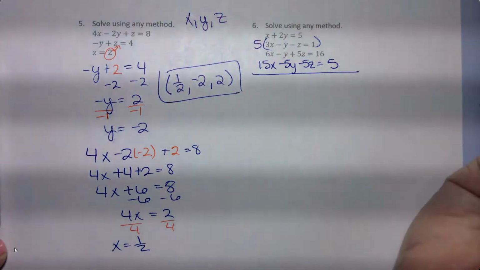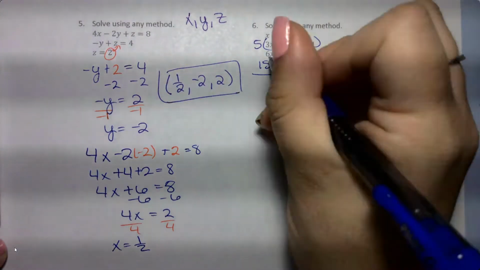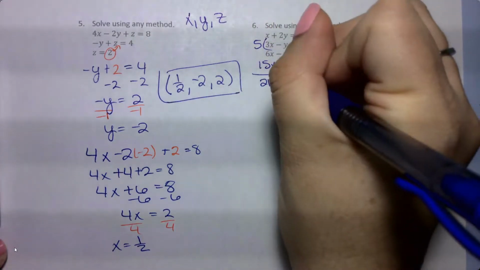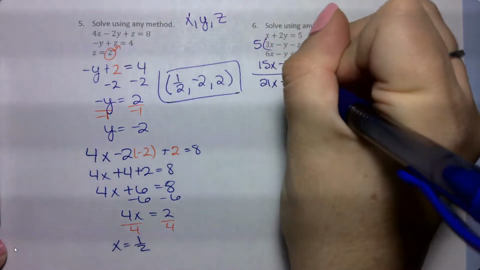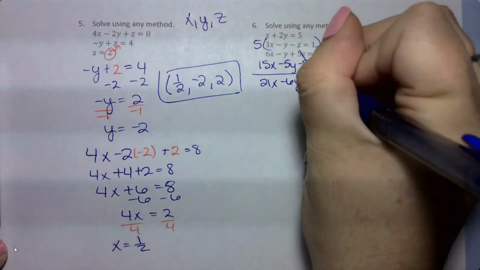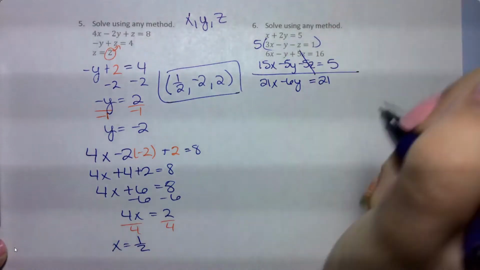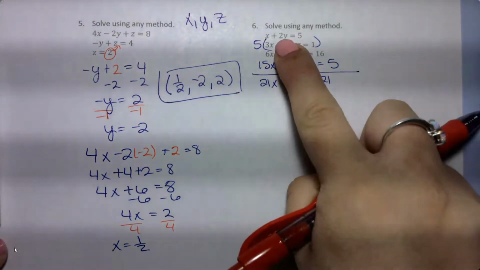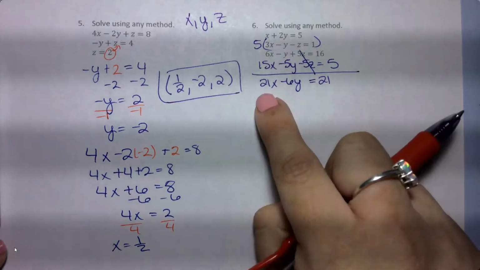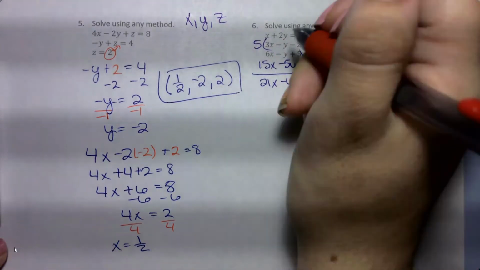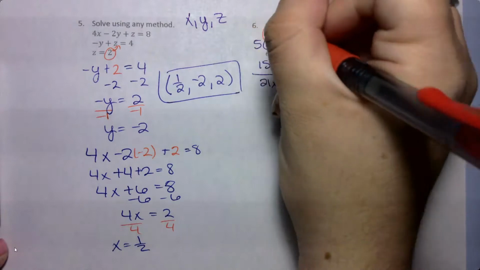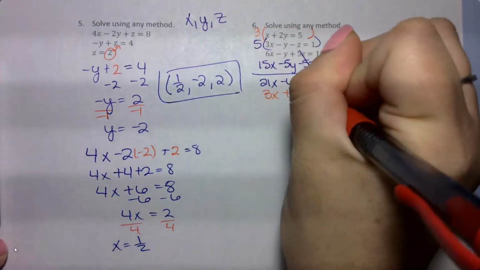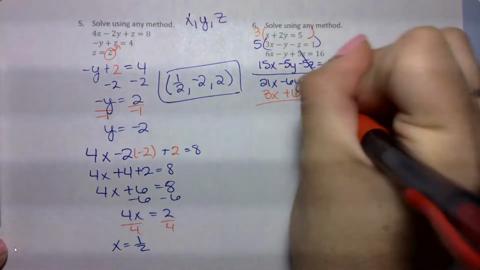I'm going to add the 2 bottom equations together. 6 plus 15 gives me 21x. Negative y plus negative 5y gives me negative 6y. Z's cancel out. 16 plus 5 gives me 21. Then if I look at these 2 equations, it's probably going to be better to cancel out the y, just because I don't want to turn that x into a 21. So I'm going to multiply this top equation by 3. That will give me 3x plus 6y equals 15.